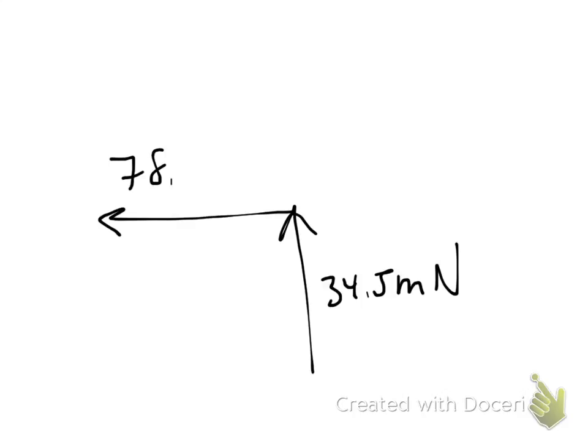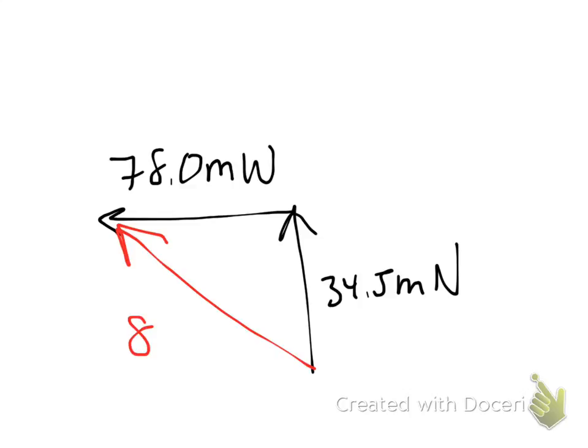Moving right along, number 2. You go 34.5 meters north. Turn and go 78.0 meters west. Resultant is, by my measurement, 85.0 meters. And we'll give a range of 5 on either side, so 80 to 90. If they're 5 outside that range, take off half.